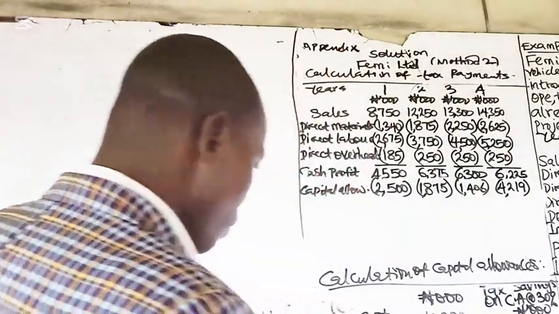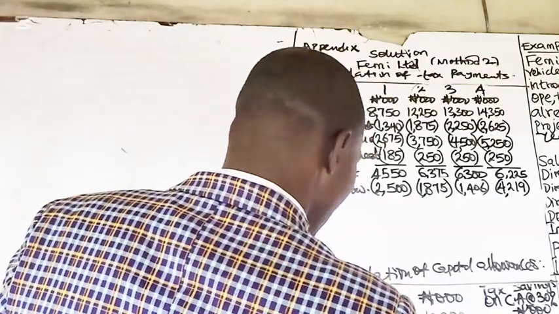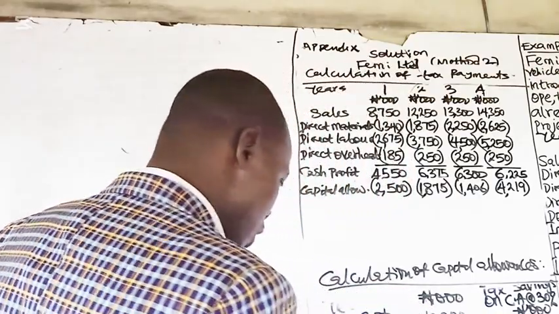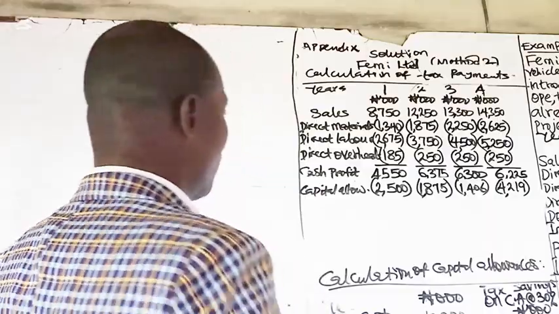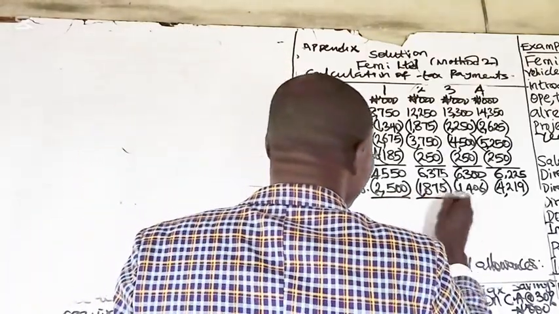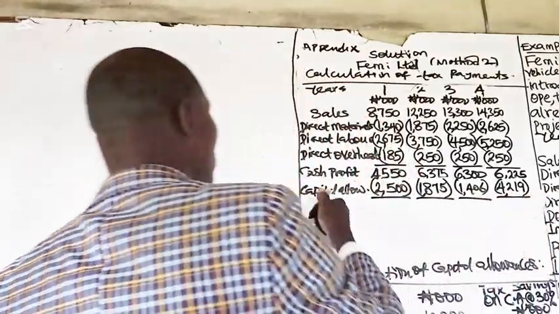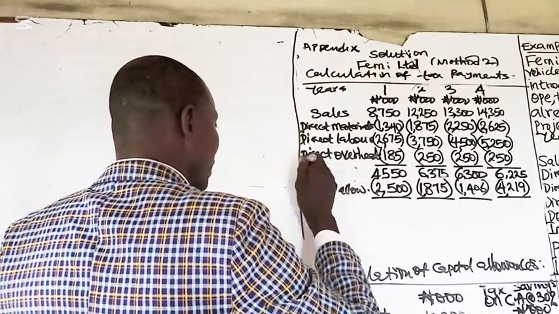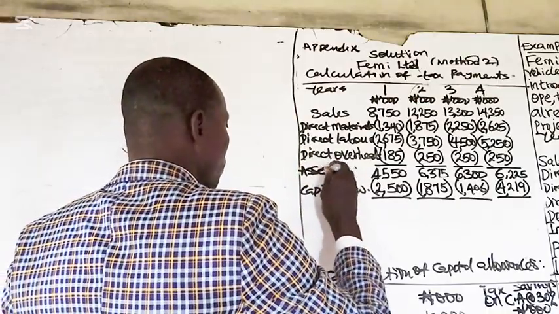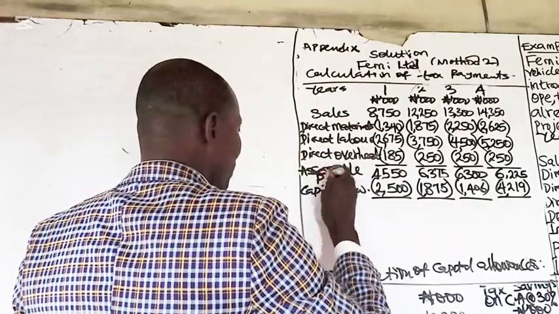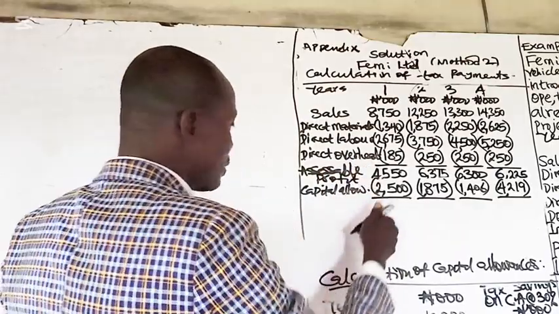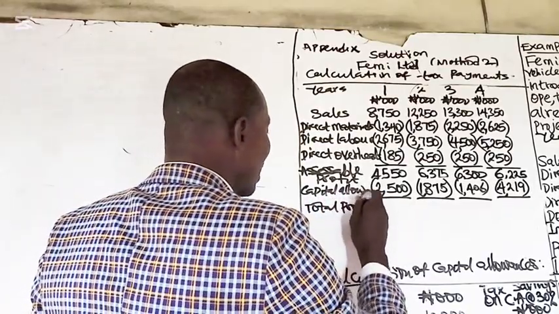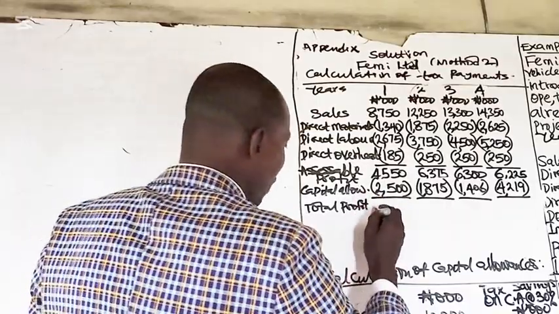Now, 2,500 in year 1, 1,875 in year 2, 1,406 in year 3, 4,219 in year 4. If you deduct capital allowance from the assessable profit, you will get the total profit, which is the same as the taxable profit.